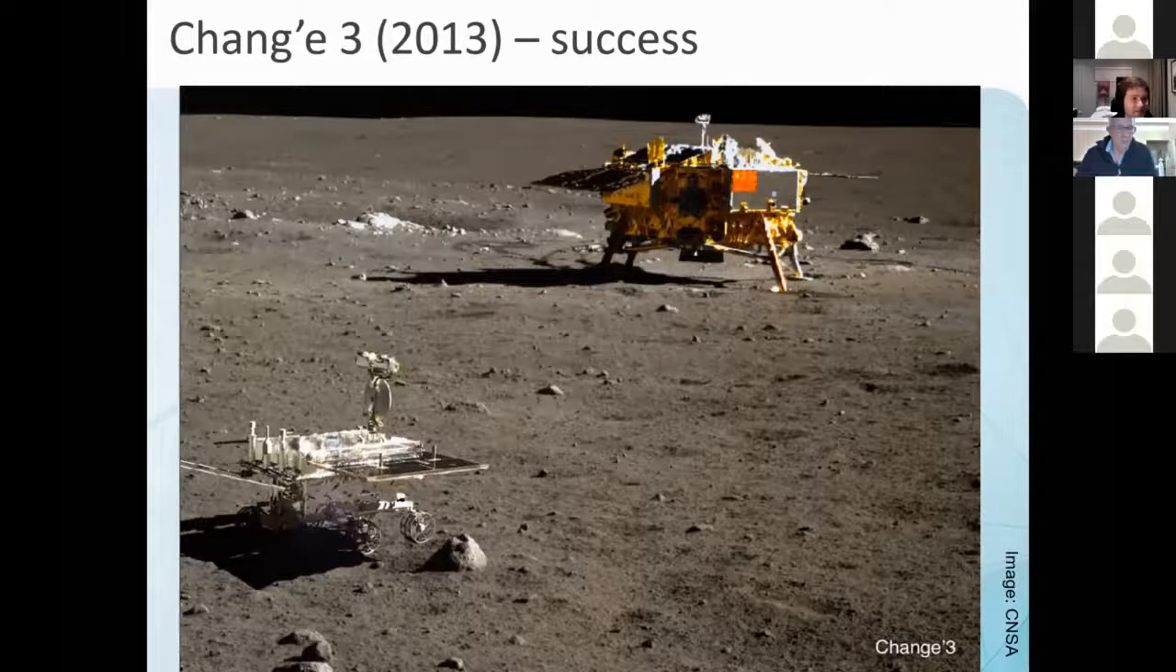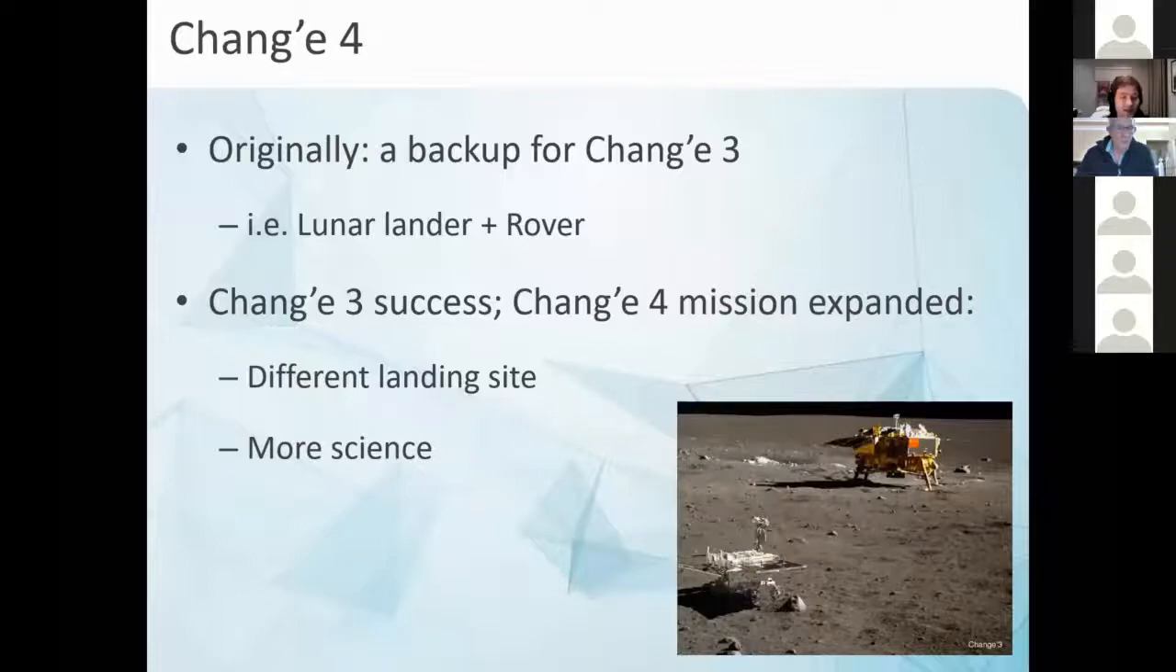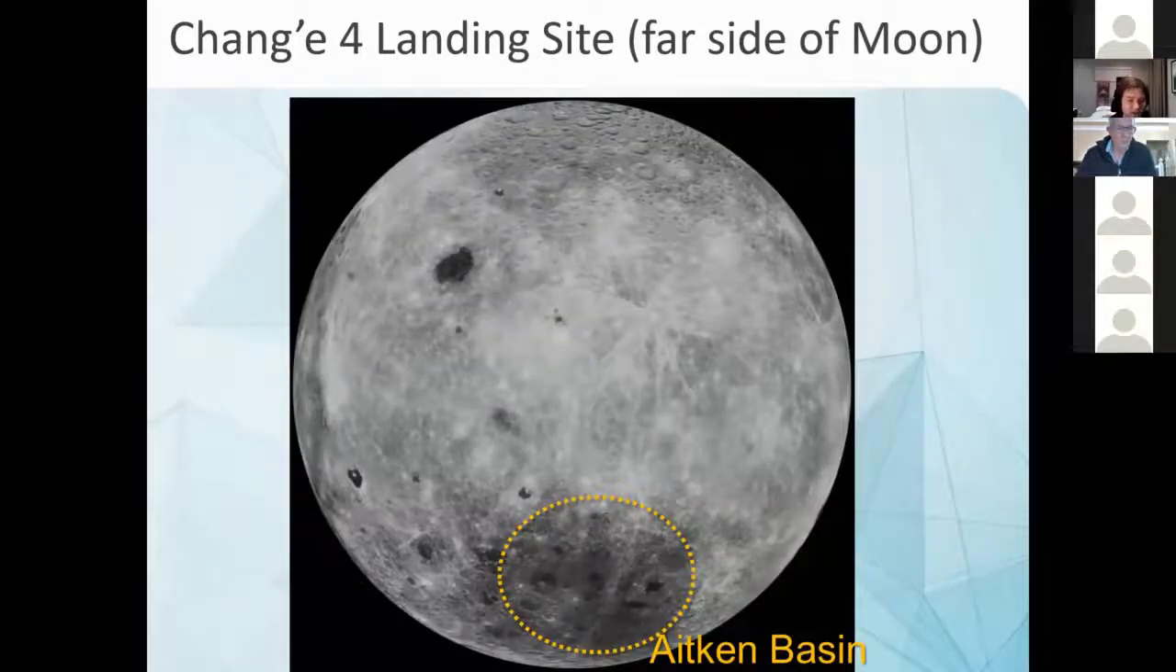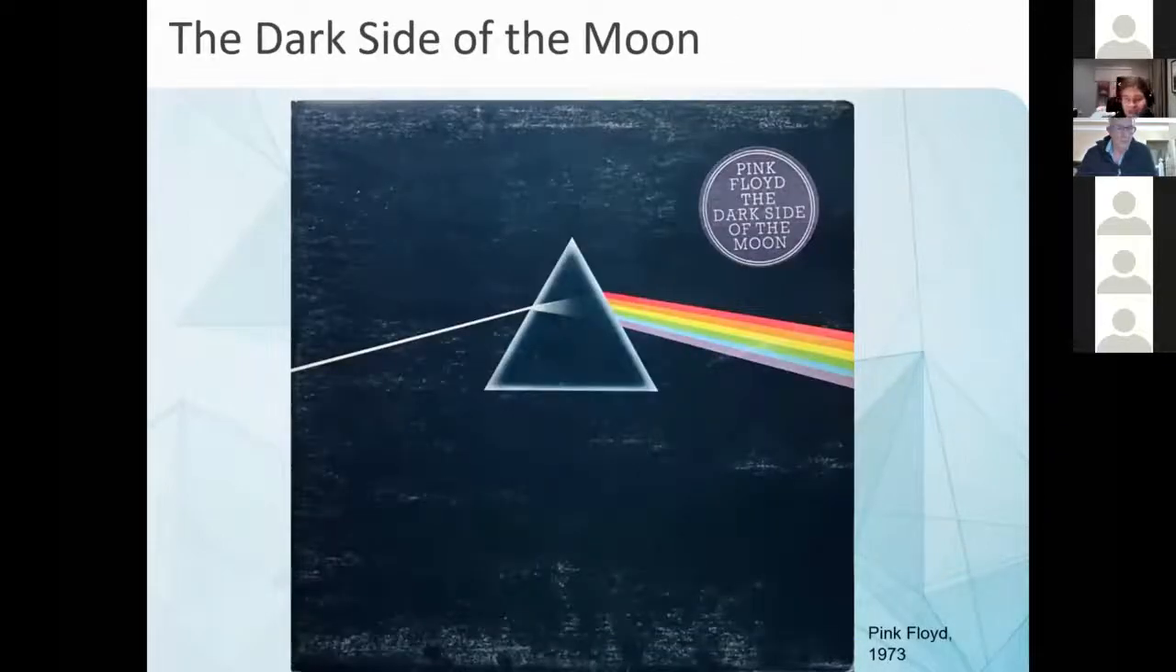And being a success, Chang'e 4, which was originally a backup mission for if something went wrong with Chang'e 3, was expanded to include more science. And two things that they did is they said, okay, they want a different landing site and more science to be done on this mission. So the Chang'e 3 mission landed on the moon, and this is essentially the moon as seen from Earth, more or less. So the landing site was on the Earth-facing side of the moon. For Chang'e 4, they decided, well, let's land on the far side of the moon. You might be familiar with the dark side of the moon, the Pink Floyd album. People always talk about the dark side of the moon, but actually there's no side of the moon that's always dark. Each point on the lunar equator gets a day and night.